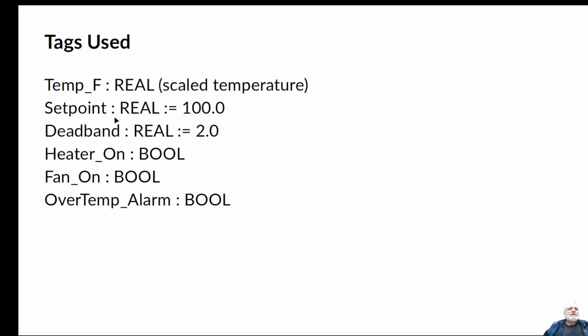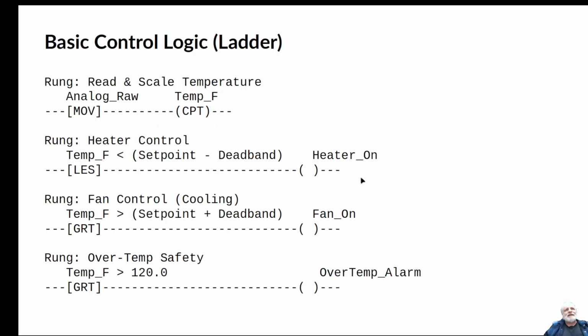Okay, so here are some sample tags. In the lab, I'll specify names of tags that we can use in there, but this is just a sample program that Grok came up with for the ladder logic to move in the raw data, the analog value coming in, and compute it into degrees Fahrenheit. Then based on that, using a less than box to turn the heater on, or a greater than box to turn the fan on. And they also threw in an over temperature alarm if it gets too hot.